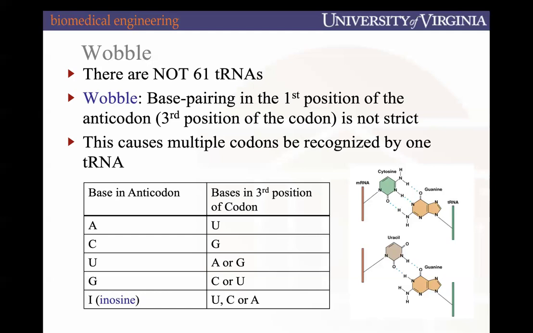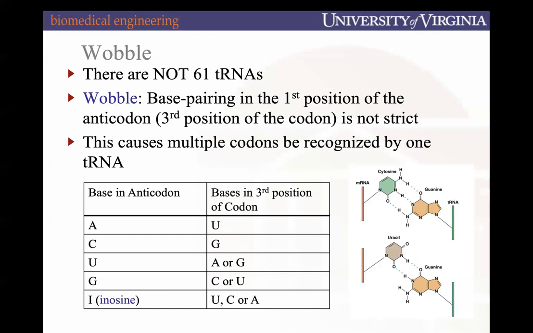The wobble position is the first position, where the binding of complementary base pairs is less strict. There's a little flexibility with how it binds, and because of that, multiple codons can be recognized by one transfer RNA. What's key to note is that the anticodon is anti-parallel to the codon, so the first position on the anticodon is binding to the third position on the codon.